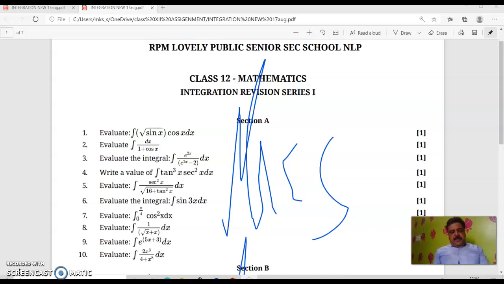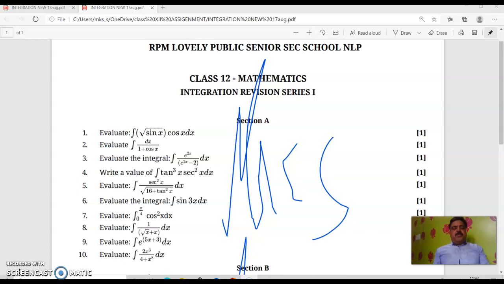In question number third, we have e to the power 2x minus 2 in the denominator, and in the numerator we have e to the power 2x. Now if you put e to the power 2x minus 2 is equal to t, you will get the right direction for solving this question. But don't forget that the coefficient of x here is 2.